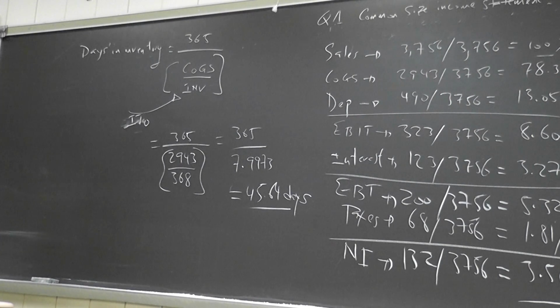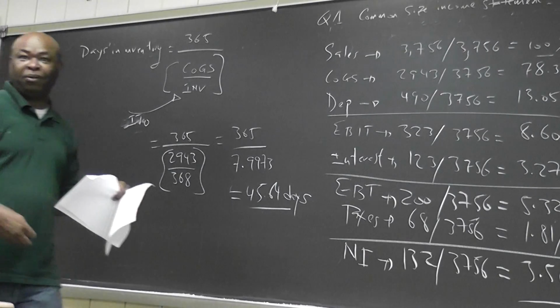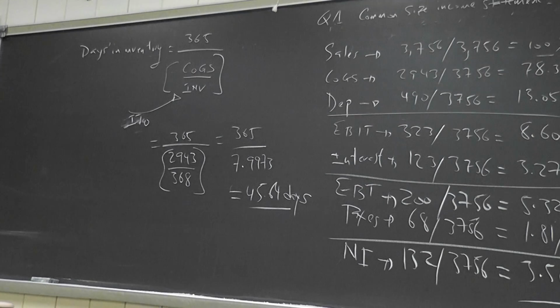So that's not too bad, right? Or what you could have done, step number 1 could have been the inventory turnover, and then step number 2, days sales in inventory. Or you could do it in one shot, right? Okay. Next.